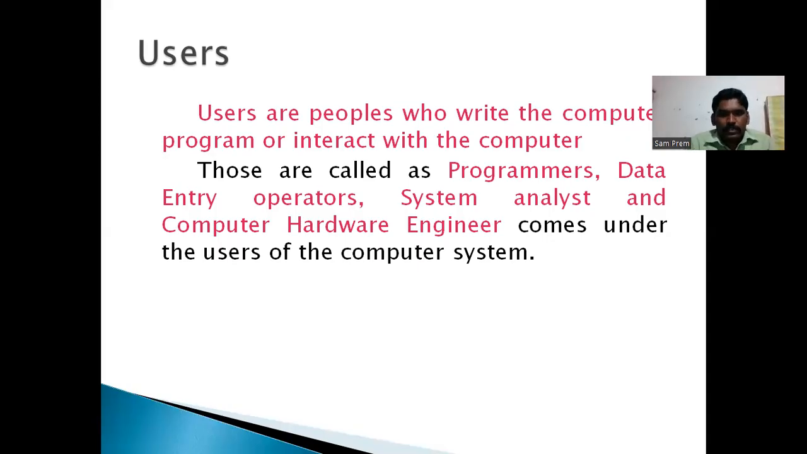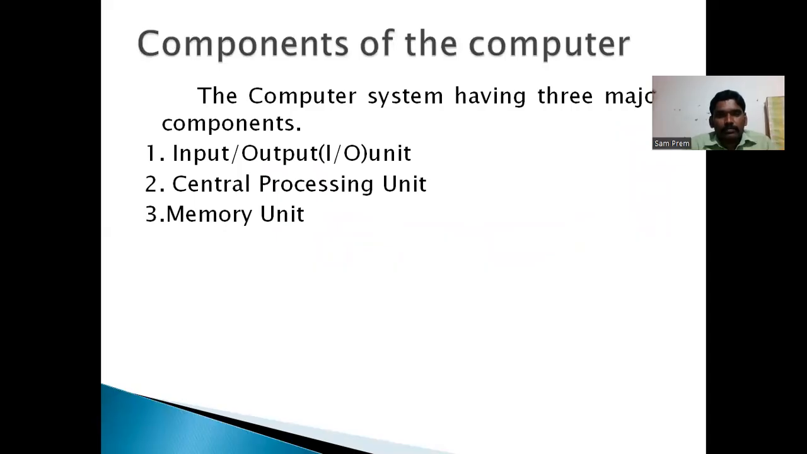Next one, components of computers. A computer system has three major components: one is the input and output unit, another is the central processing unit, and another is the memory unit. The computer accepts a set of inputs and produces some output. We give input with the help of an input device, the input unit. After processing, it is stored in the memory. Then it shows the output to the user with the help of an output device like a monitor.